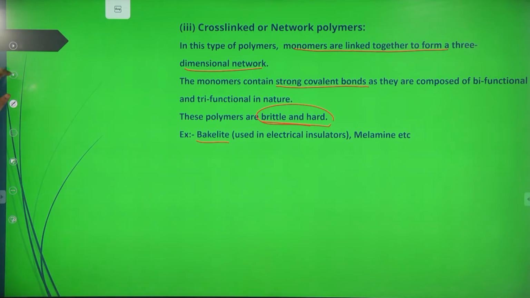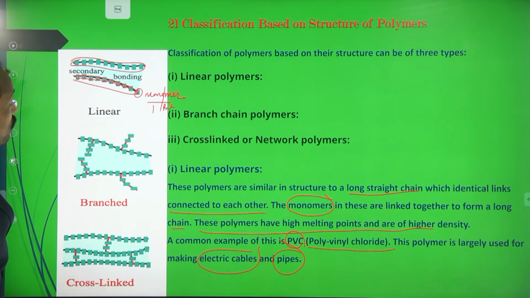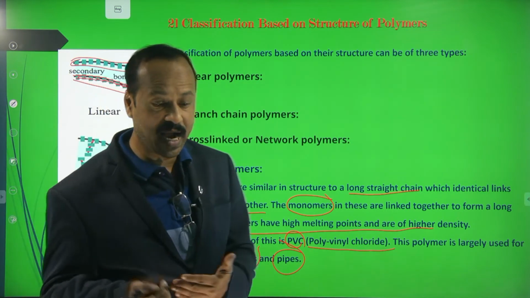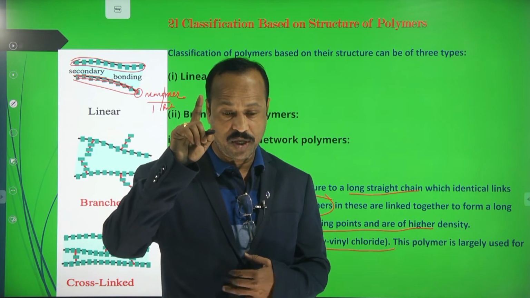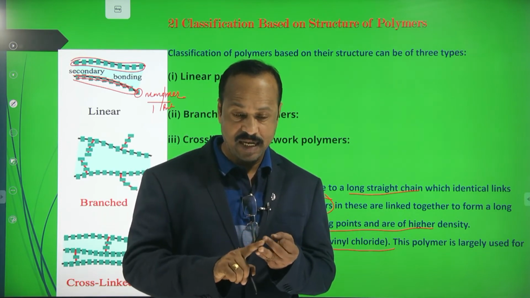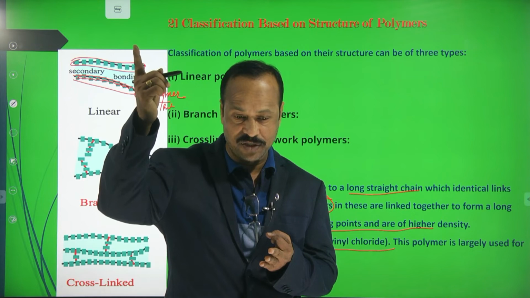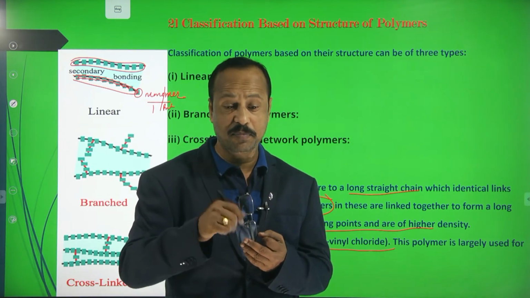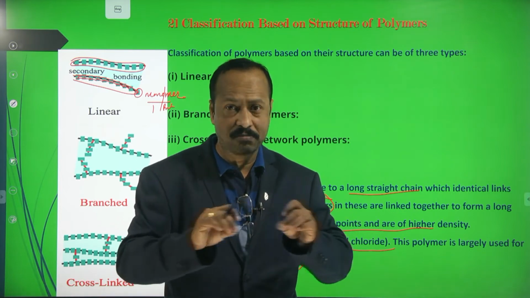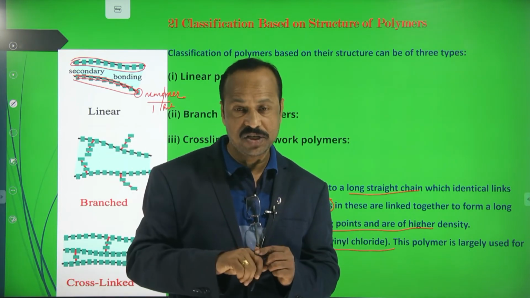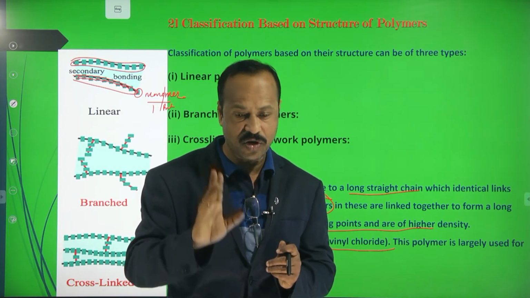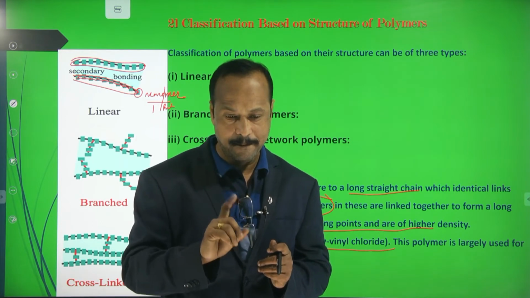Right. So this is the second type of classification. First type of classification is based on what? Based on the source from where they are available, based on the availability, occurrence: natural, synthetic and semi-synthetic. This is the second type of classification. This is also classification of polymers, but based on the structure. Based on the structure, they are classified into three types called linear, branched chain and cross-linked or network polymers. Clear?